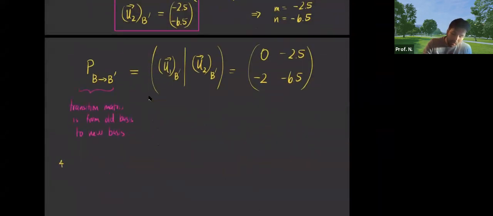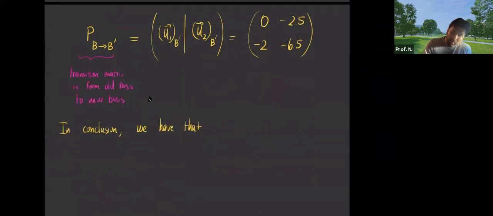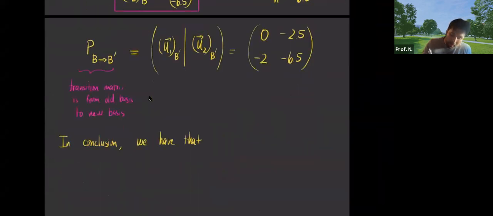So to put it all together, what would be the conclusion? We have that the coordinate vector with respect to the new basis of the given vector v is equal to the transition matrix from B to B prime multiplied by the coordinate vector relative to the old.